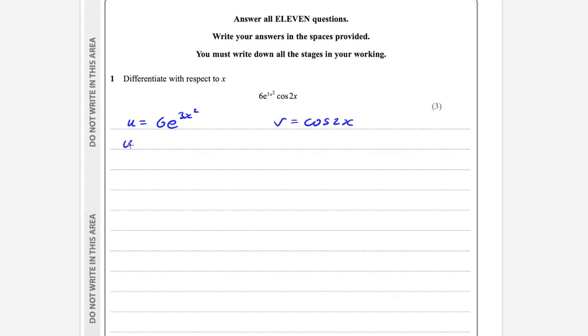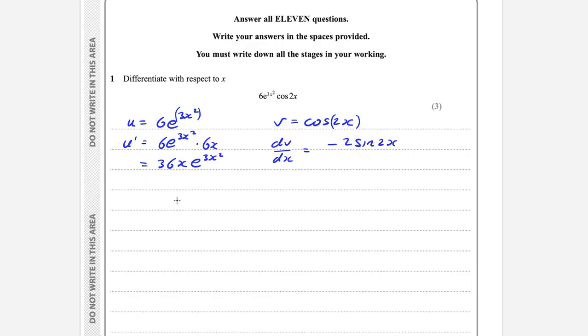Then I get u dash is, this is a chain rule, guys. So it's 6e to the 3x squared times the derivative of this 3x squared, which is 6x. So that actually becomes 36x e to the 3x squared. And then here, dv dx, also a chain rule. This will become negative sine 2x. I left a bit of space there because it's times 2, because it's times the derivative of this.